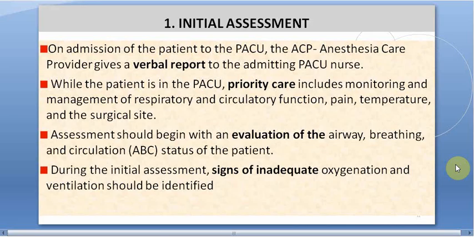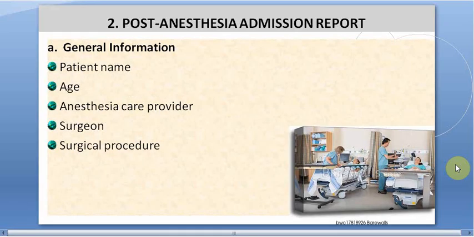Okay, so continuously you have to monitor the patient and assess the patient, and also evaluate ABC, that is airway, breathing and circulation. Okay, and once you are doing the initial assessment, you can always find out whether there is inadequate oxygenation or inadequate ventilation. Next is the post anesthesia admission report.